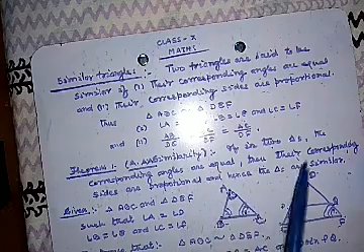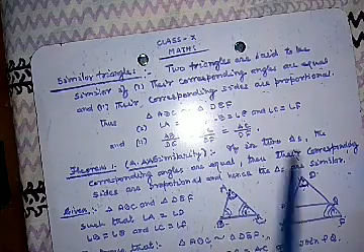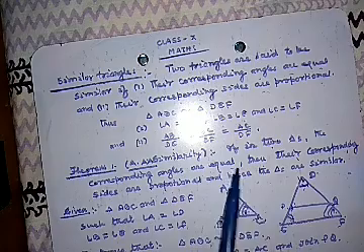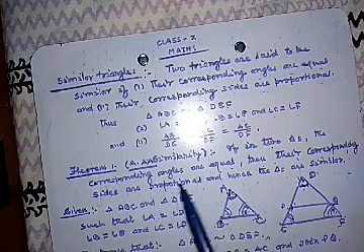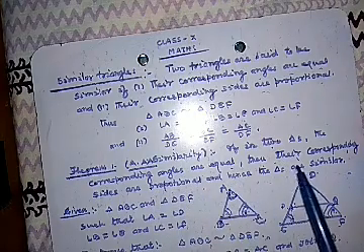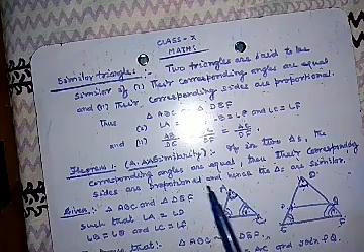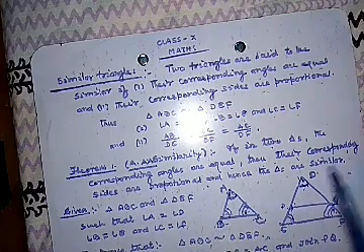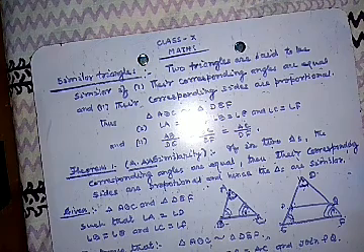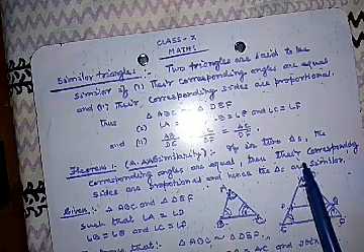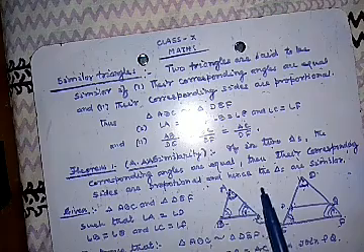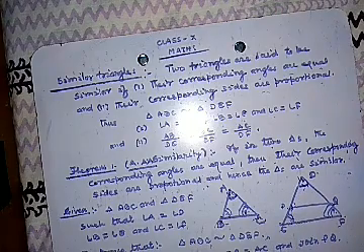If in two triangles the corresponding angles are equal, then corresponding sides are proportional and hence the triangles are similar. Two triangles are equiangular, that is, corresponding angles are equal. So if two triangles are equiangular, then their corresponding sides are proportional and hence the triangles are similar.